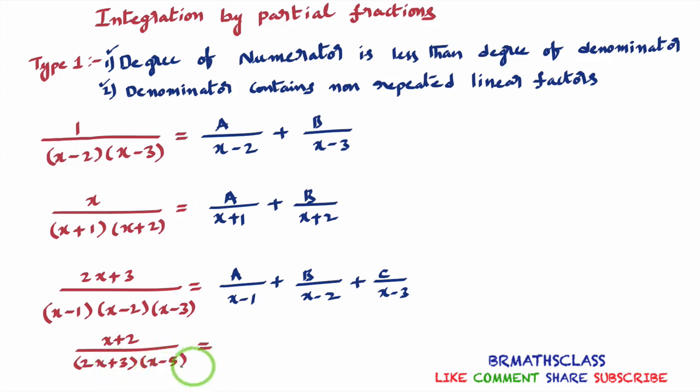Yes. Is it repeated anywhere in the denominator? No. So what we say here: denominator contains non-repeated linear factors and degree of numerator is less than degree of denominator. In this case, how do we write this rational function into partial fractions? A divided by 2x plus 3 plus B divided by x minus 5.